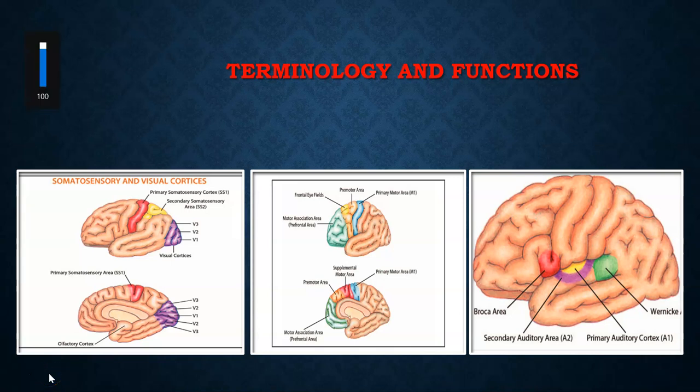Okay, in this video, we will discuss some of the different functions of the brain lobes, the somatosensory and visual cortices. We know that the somatosensory or sensory cortex is in the parietal region. The red area is the primary somatosensory cortex. This is a lateral view. This is a medial view.